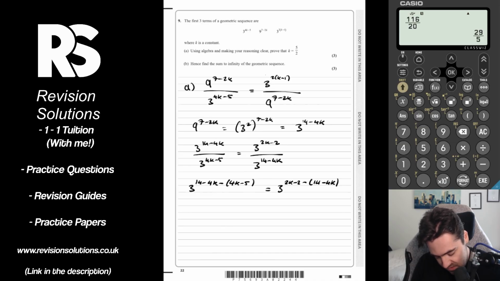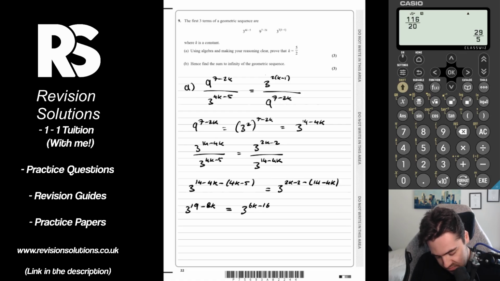So we've got 14 minus the minus 5, sorry, that's plus 5, so that's 3 to the 19. And then we've got minus 4k, and then minus another 4k. So 19 minus 8k, simplified on the left. On the right, we've got 2k and then a double minus 4k, so plus 4k. So that's 3 to the 6k. Then minus 2 minus 14 is minus 16.